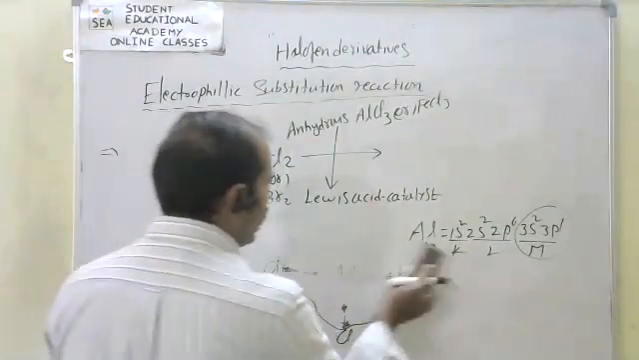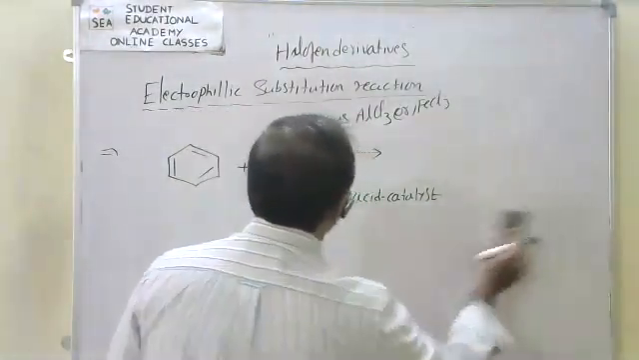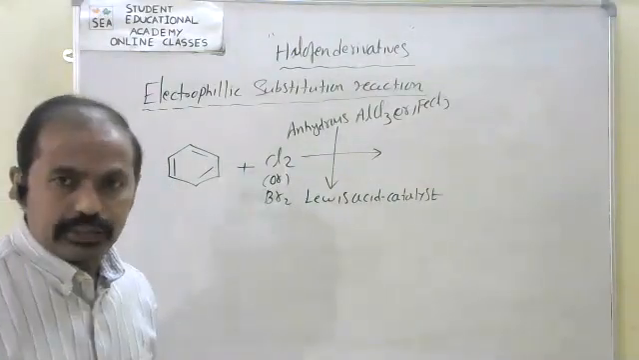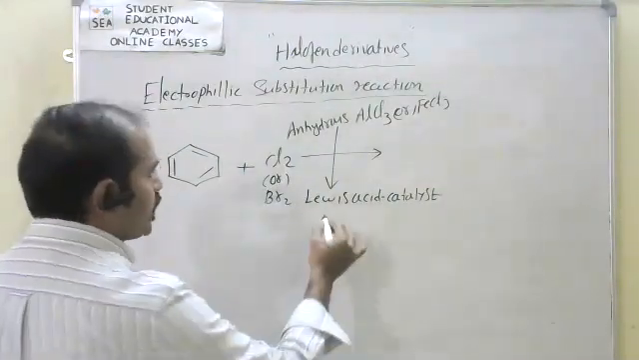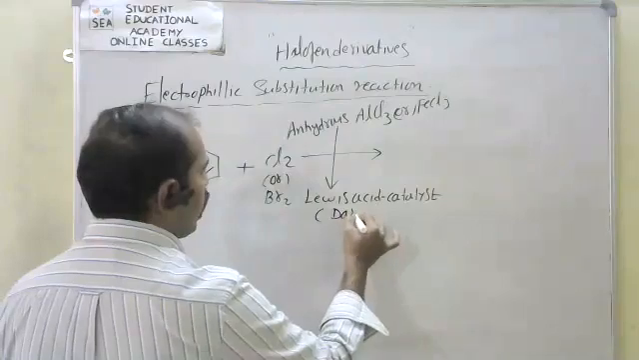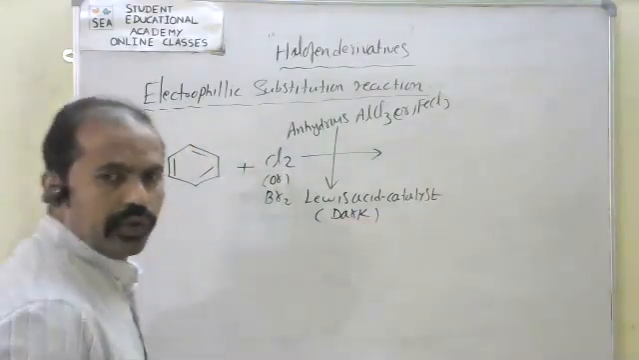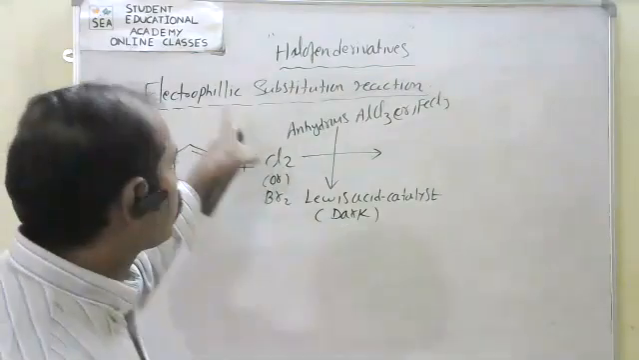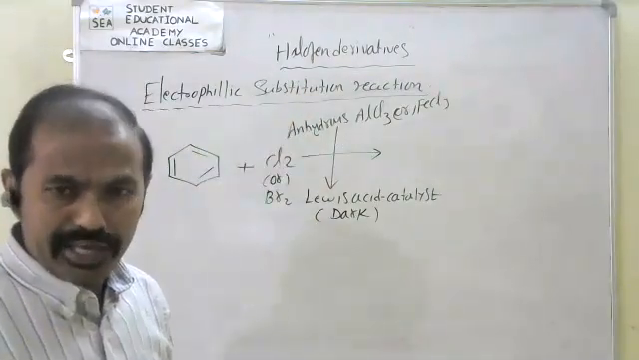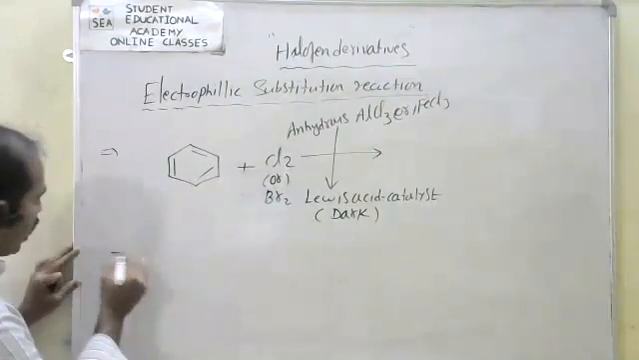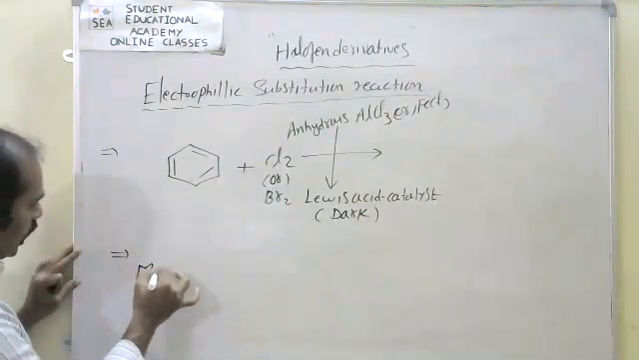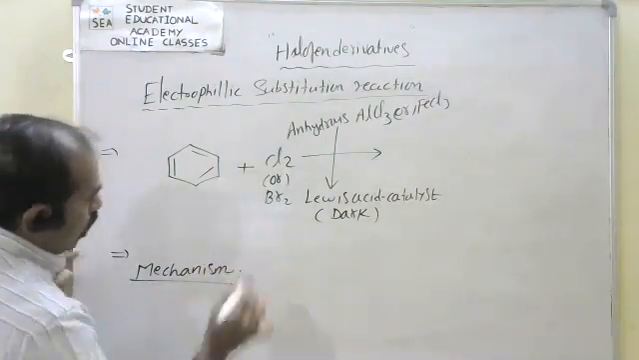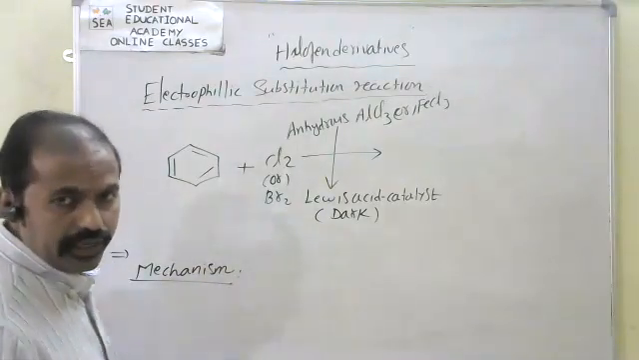Now simply see here. This reaction generally takes place in dark conditions, without light. Then it is an example of an electrophilic substitution reaction. If you are observing the mechanism, see. From an objective point of view, it is required.